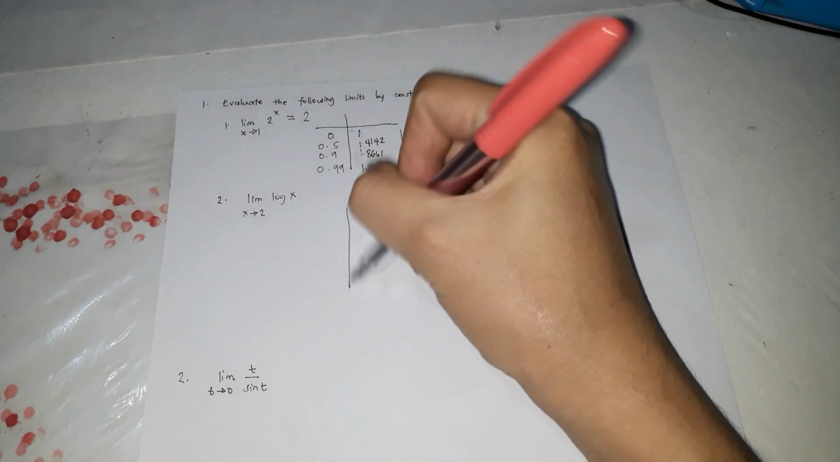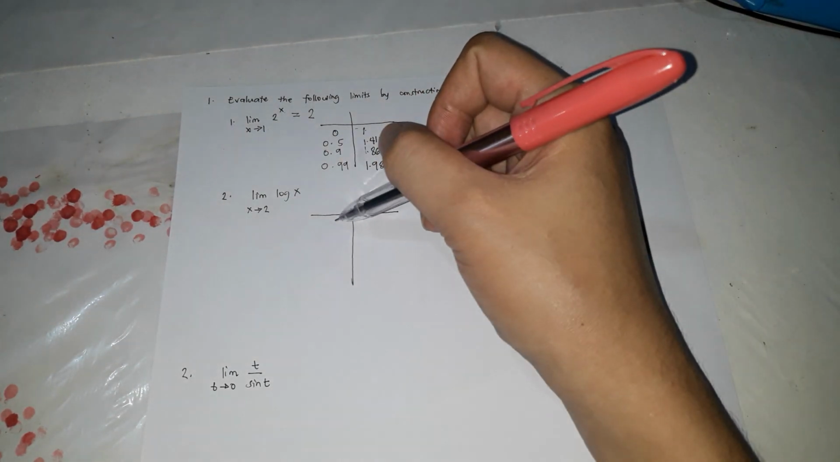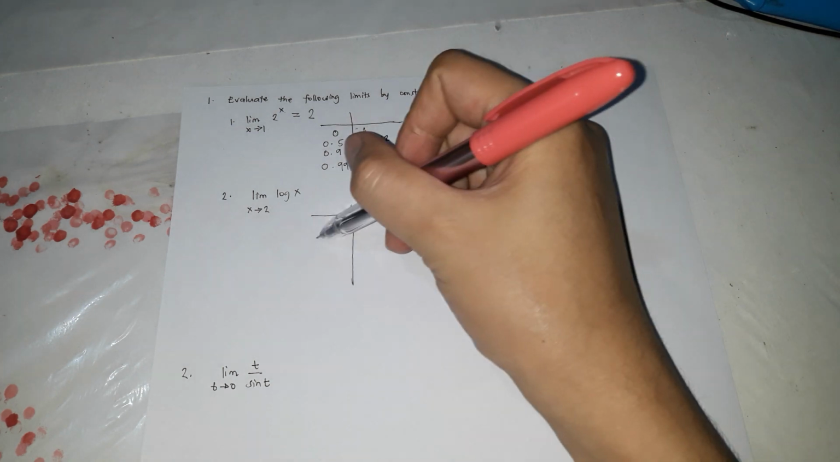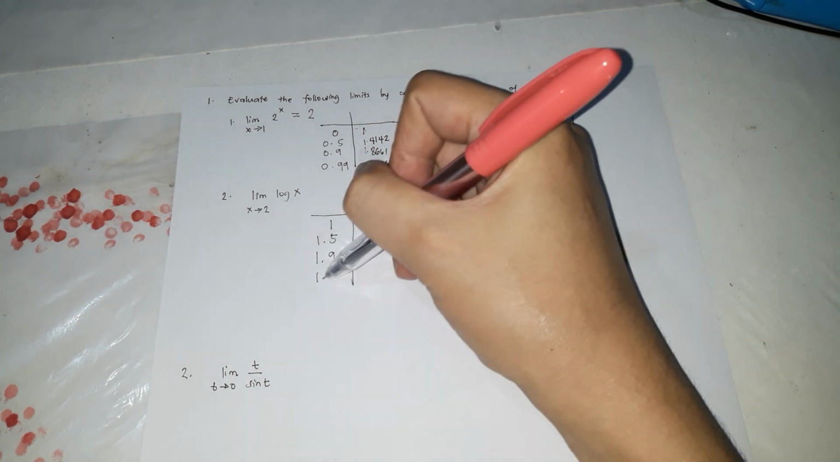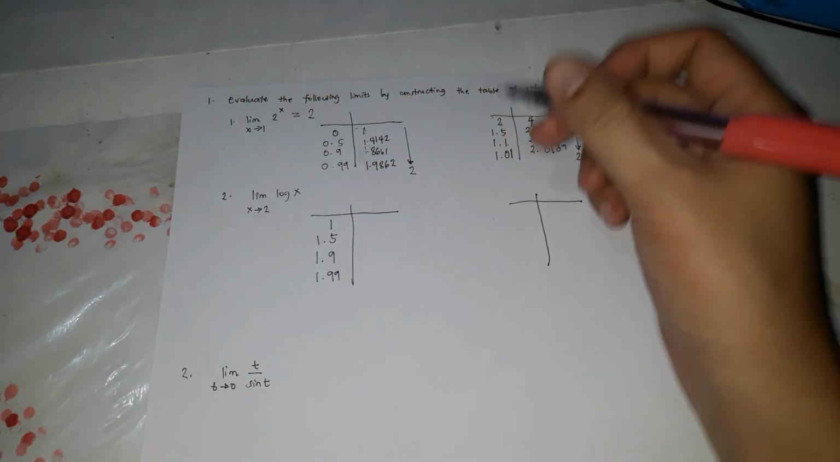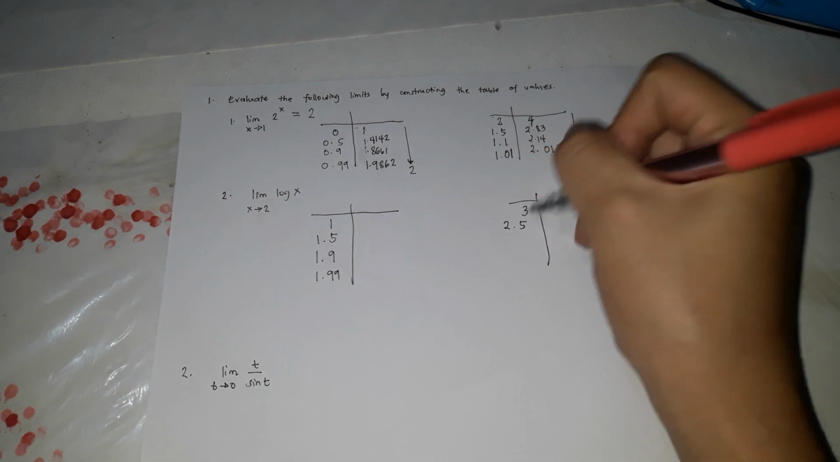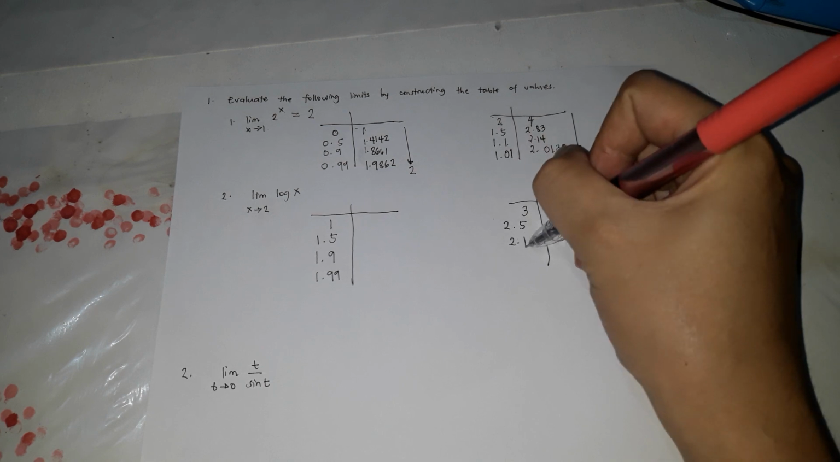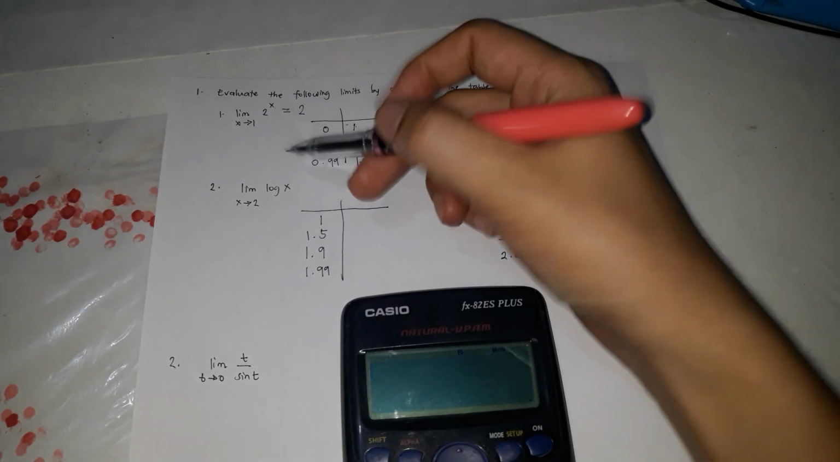Next, we'll proceed with number 2, the limit of log of x as x approaches 2. So, we're going to have the same table. This would be the values of x approaching 2 from the left. That's 1, then 1.5, 1.9, then 1.99. Next, from the right is 3. Then it goes down, 2.5, going down toward 2. Again 2.1, then 2.01.